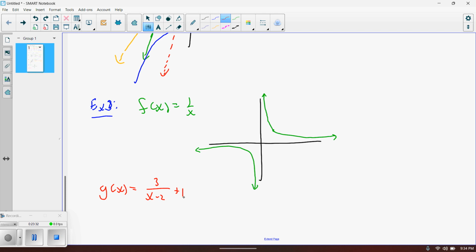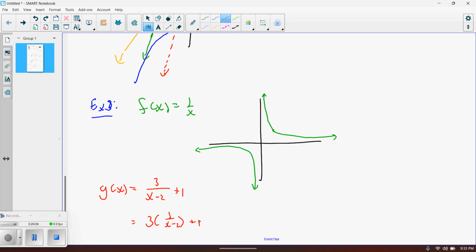I've got that plus 1 on the outside, which means this whole thing's going to shift up 1 unit. I've got a minus 2 grouped in the denominator with x, which means that the whole thing is also going to shift to the right 2 units. And then the 3 on top is actually a multiplier, because this could really be written as 3 times 1 over x minus 2, and then plus 1. So really that means this whole thing is going to stretch 3 units vertically.